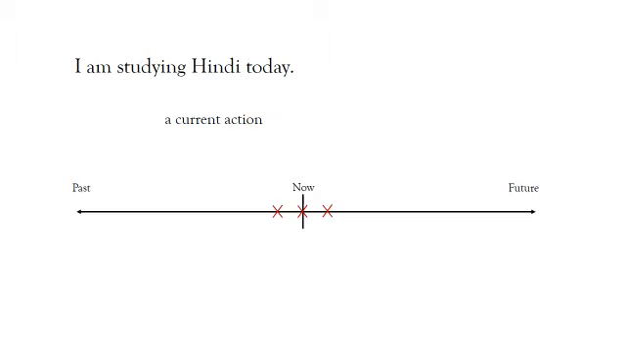So what needs to be kept in mind is, as opposed to the simple present tense, or the sentence that we took a look at earlier, this one focuses on current action, something that is happening at the current moment. This is called the present progressive tense.